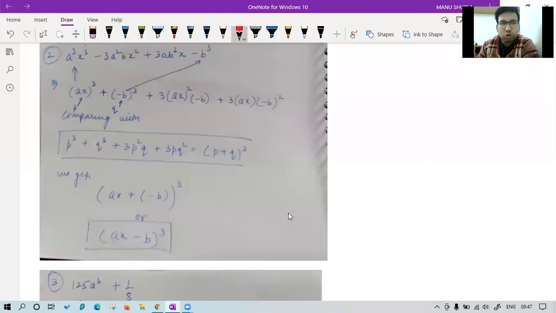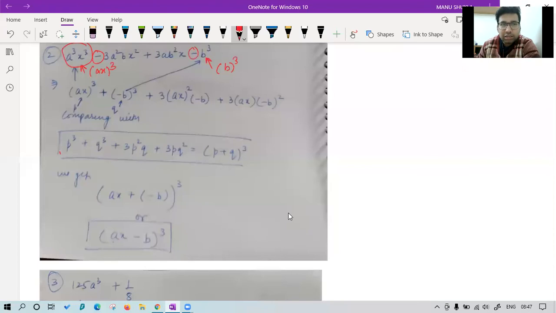The hint is coming from this term, that this is like ax whole cube, and from this term, that this is b whole cube. Now some of you may have a problem with negative signs. As I've told you, there are two formulas. Plus, there are two formulas.